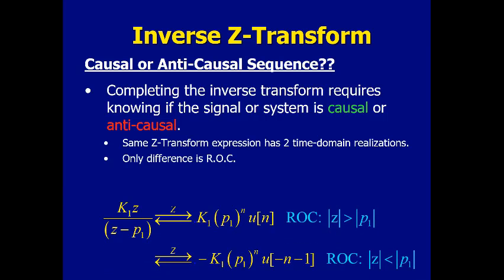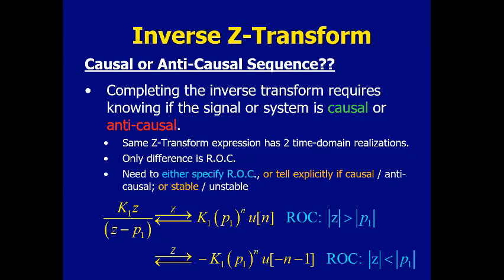It's always the case that there are two different time functions that have the same transform. The only thing that's going to differ between them is the region of convergence of the two. The causal version and the anti-causal version will have opposite regions of convergence. The causal one will have a region of convergence starting somewhere and going outward. The anti-causal version will have a region of convergence that begins at some radius and goes inward. So you need to tell me either what the region of convergence is, tell me explicitly that it's causal or anti-causal, or tell me if it's stable or unstable, and I can infer which it must be based on the pole positions.